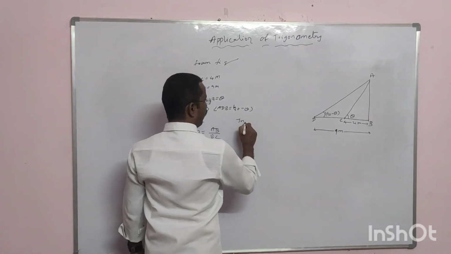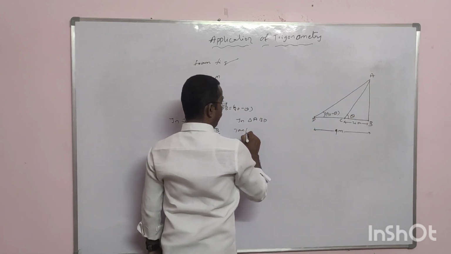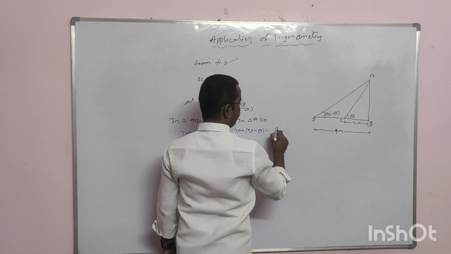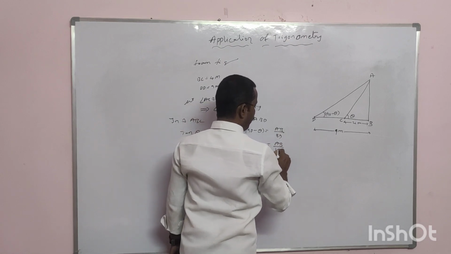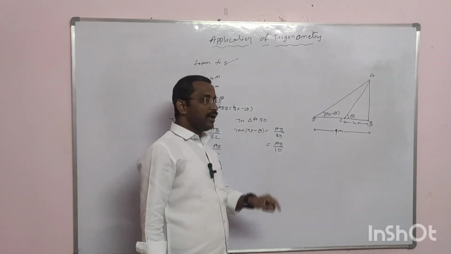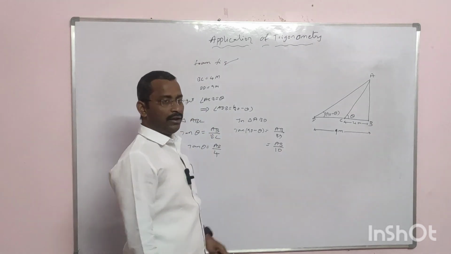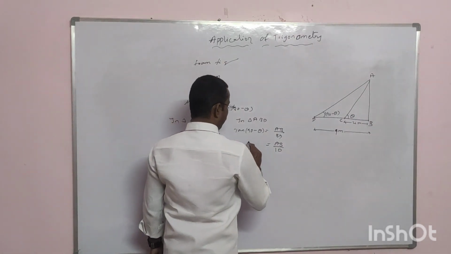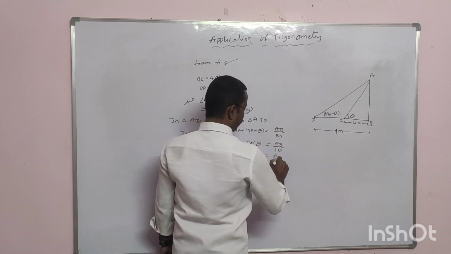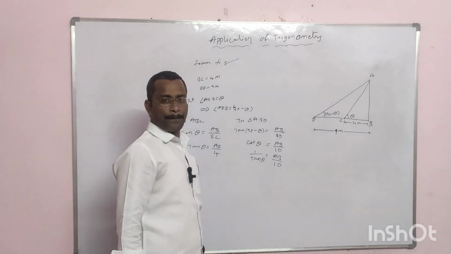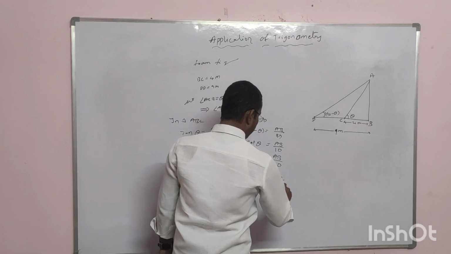Next, in triangle ABD, what should we use? Tan of 90 minus theta is AB by BD, and BD is 9. Tan 90 minus theta becomes cot theta, because tan of a complementary angle becomes cot. So tan 90 minus theta becomes cot theta. Cot theta you can write as 1 by tan theta, which is AB by 9. Then tan theta is equal to 9 by AB.